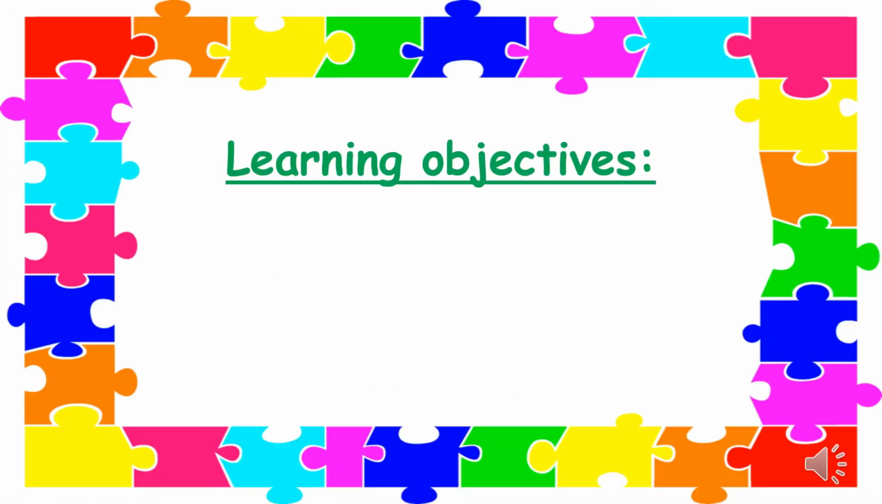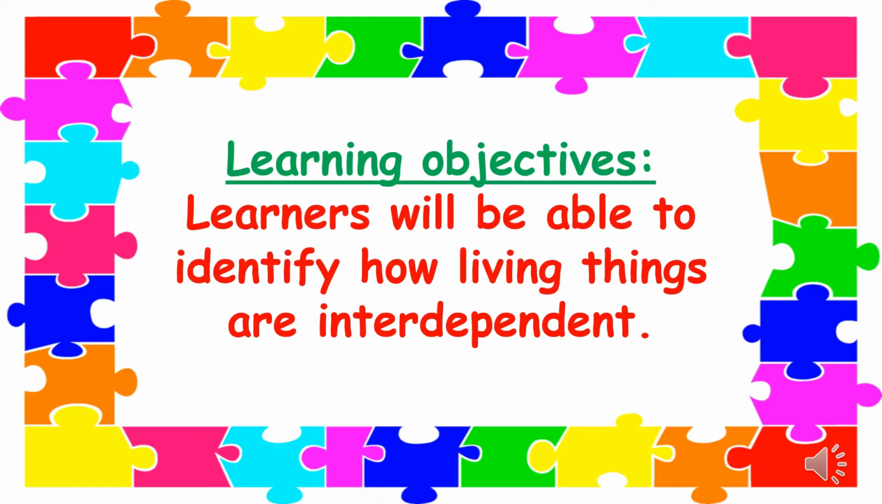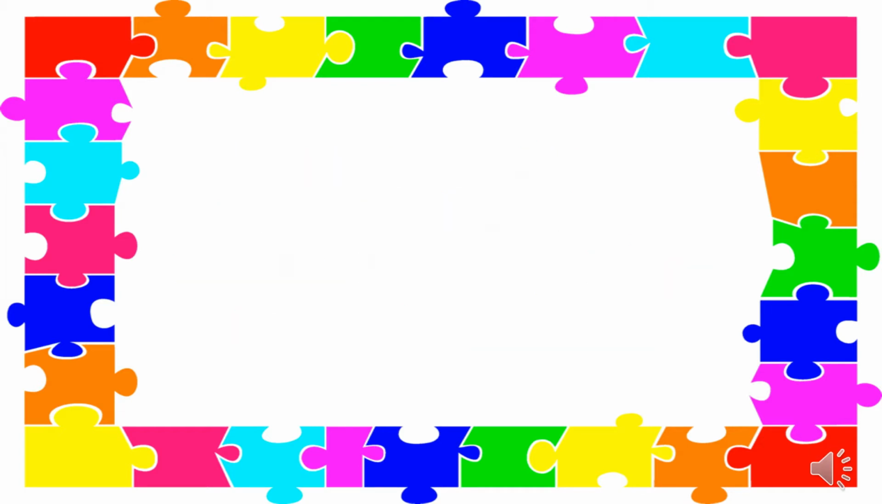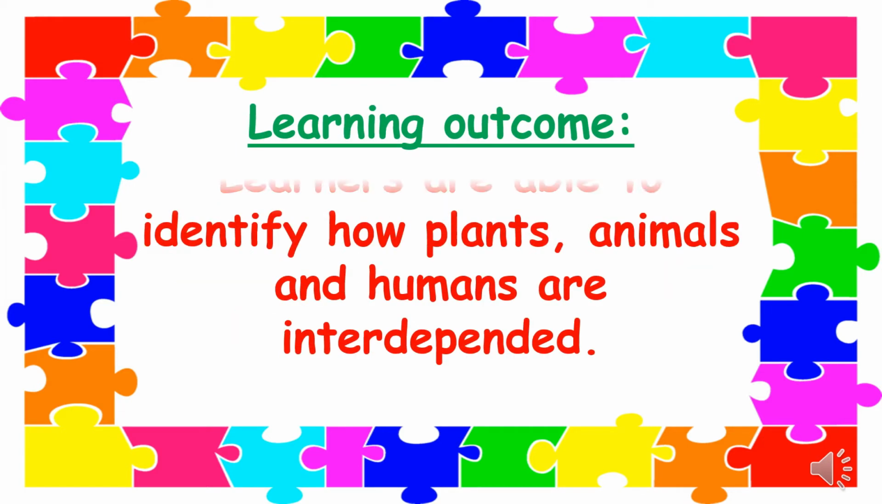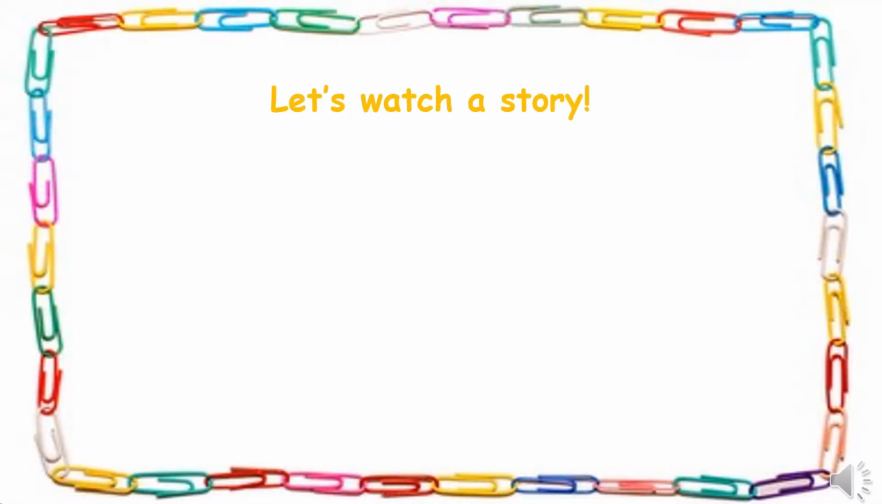Learning objectives. Learners will be able to identify how living things are interdependent. Learning outcome. Learners are able to identify how plants, animals, and humans are interdependent. Let's watch a story.